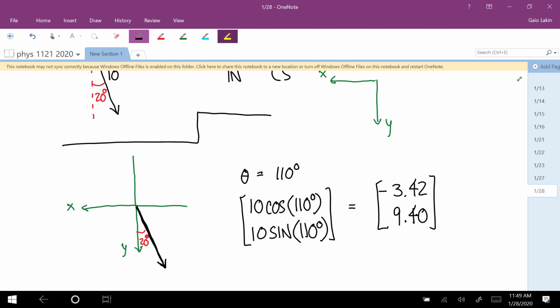So there's going to be a lot of times in this class where we have a vector and we have to represent it in some unusual coordinate system. But the approach is always the same. Any questions about that?